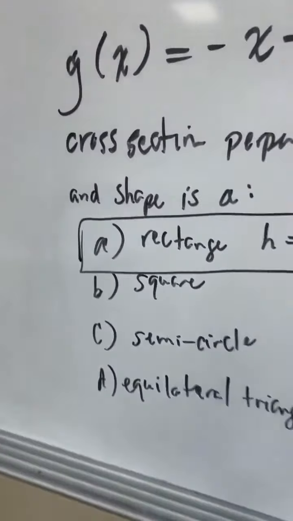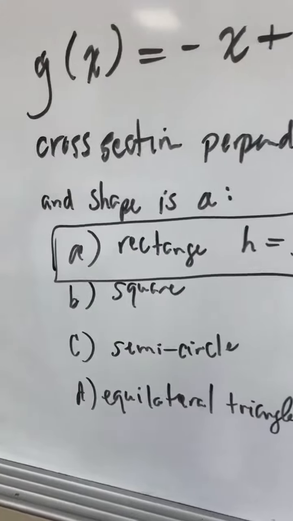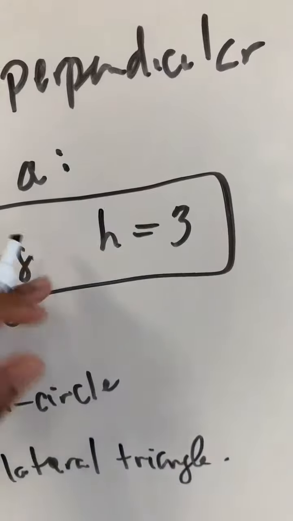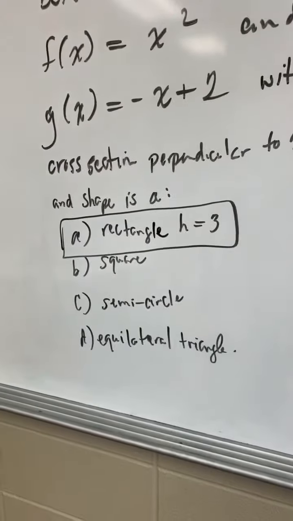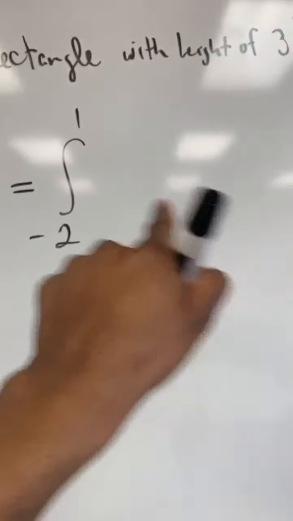I'm about to start with my rectangle with a height of 3. We have everything we need to figure out the volume with a known cross section now. So we have a rectangle with a height of 3. Before we get to the volume part, because I know I'm going from -2 to 1, the question is what goes here?